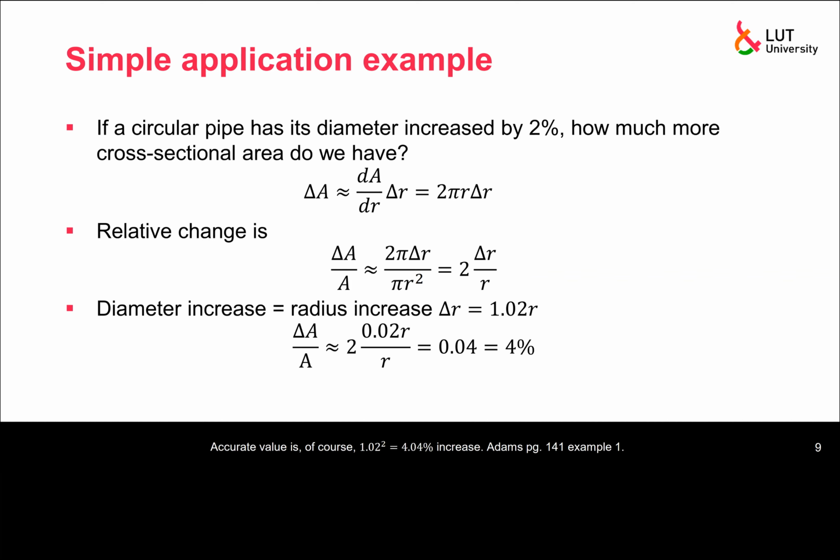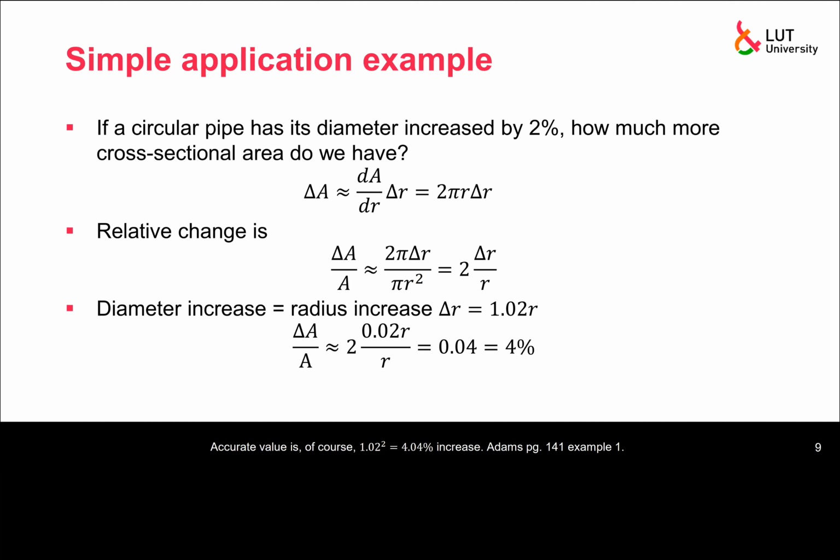Okay, relative change, so we had that. And now 1.02 relative change is the same as 2% increase. So we plug that into the formula. Okay, after simplifying, so 1 pi r goes away. After we substitute that, delta r is something times r. And it gives us 4%.